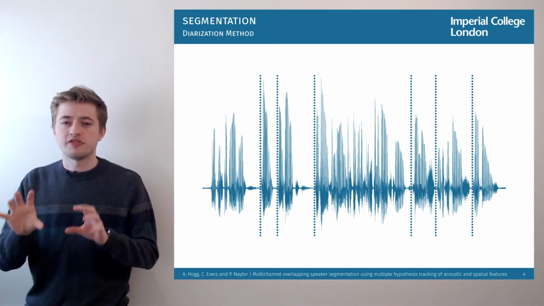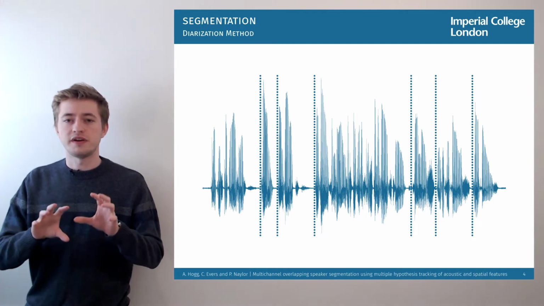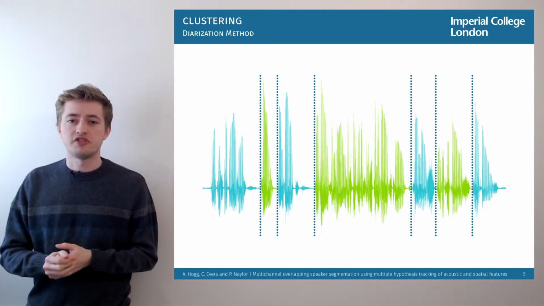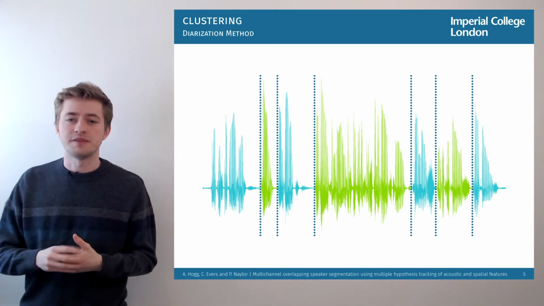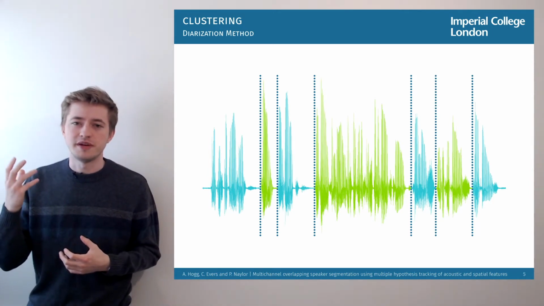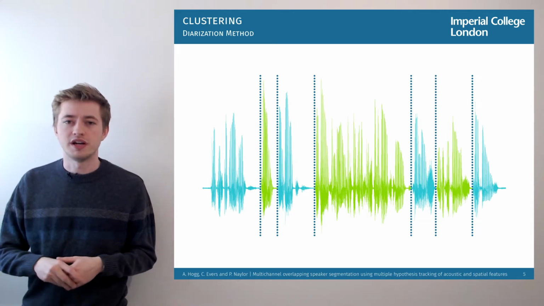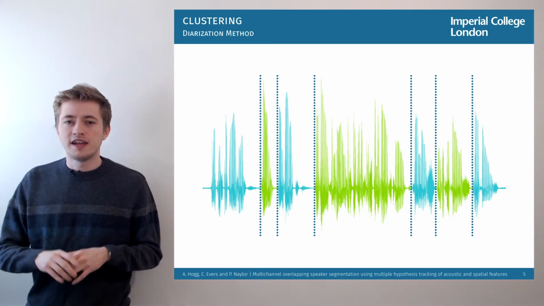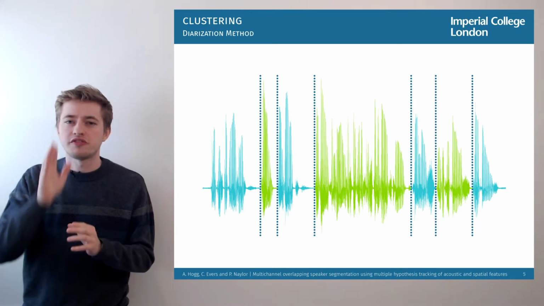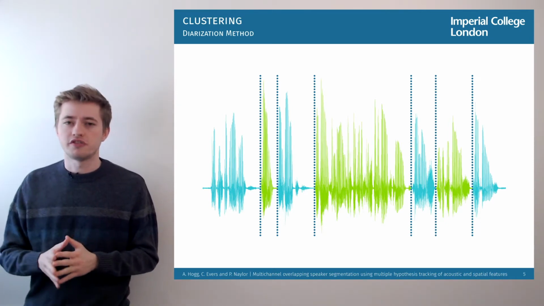The next step, or the second step, is we cluster. So we basically cluster certain speakers together because they're the same speaker. Here you can see I've coloured them in green and blue, green relating to one speaker and the blue colour relating to the other speaker. Now in this work we're going to focus on that sort of segmentation step, putting in those vertical lines.